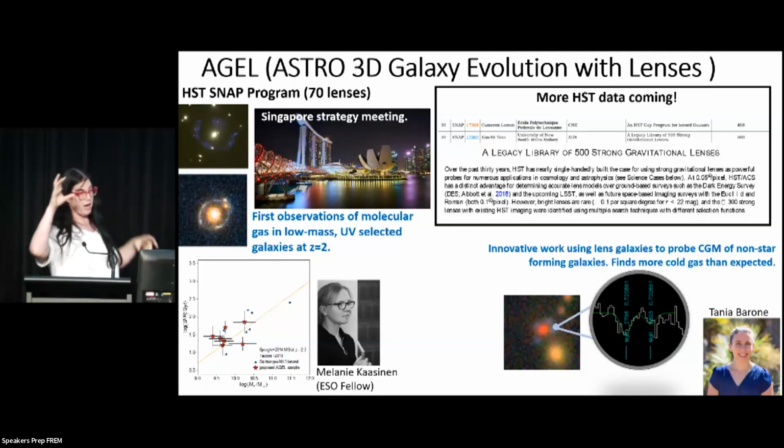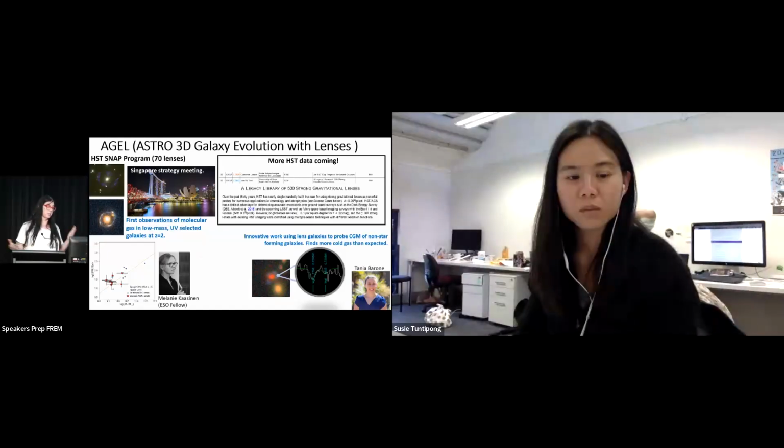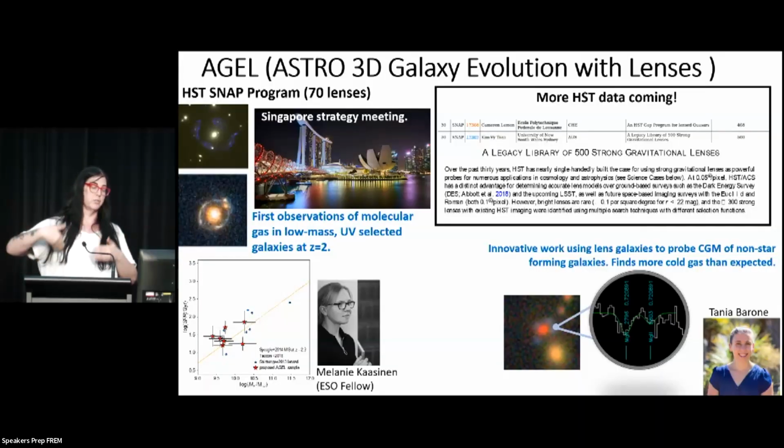So we had a successful program with NOEMA, led by Melanie Kaasinen, who's an ESO fellow, to do the first ever sample of galaxies that are low mass, optically selected, so you know what the galaxy is like. Also, separate from that, Tanya Urrutia is doing really interesting work using the lenses as sources to study the CGM through absorption. So there's just a real variety of things going on in this group, and it spans across many aspects of galaxy evolution.